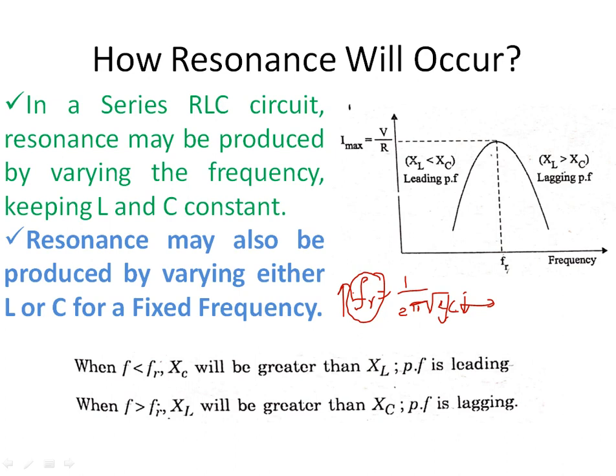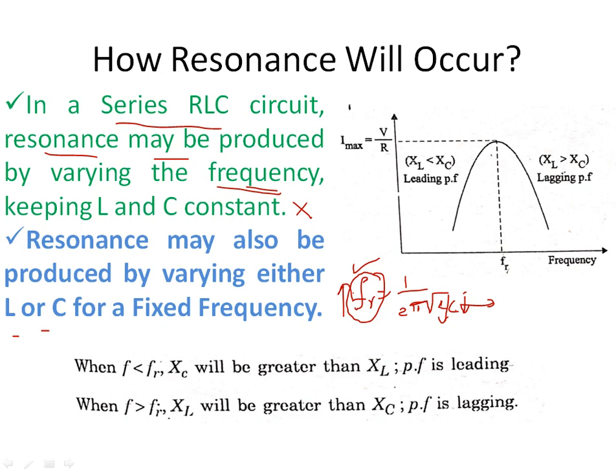So read the first statement. In a series RLC circuit, resonance may be produced by varying the frequency. You should only disturb the left-hand side, keeping the right-hand side constant, and vice versa. The resonance may also be produced by varying either L or C for a fixed frequency. You may change either the frequency or the magnetic component size. So both of these yield the resonance condition.